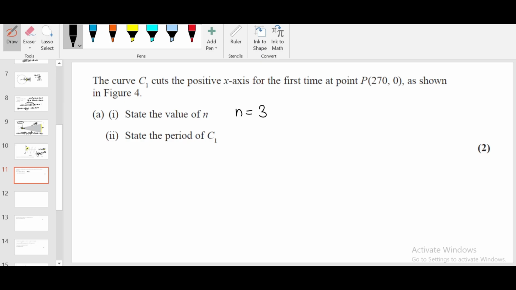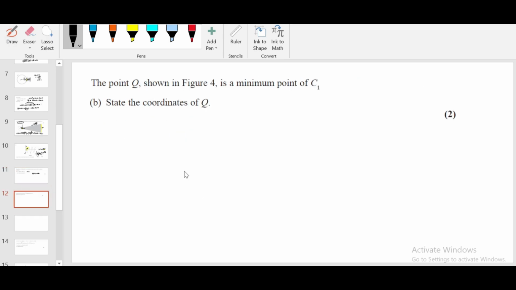That means you are multiplying it actually. So when it comes to the period of the graph, the period of the cosine graph is basically 360 degrees. Now you need to multiply it by 3. So it's going to be 1080. That's the period of C1. That's all. Now next part B says find the coordinates of Q.